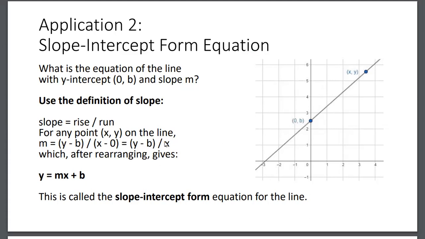Well, that's y minus b over x. And when you rearrange, multiply both sides by x and then add b, y equals mx plus b, where m is the slope and b is the y-intercept. This is called the slope-intercept form. Slope and y-intercept form equation for the line. And it came out of using the definition of slope.